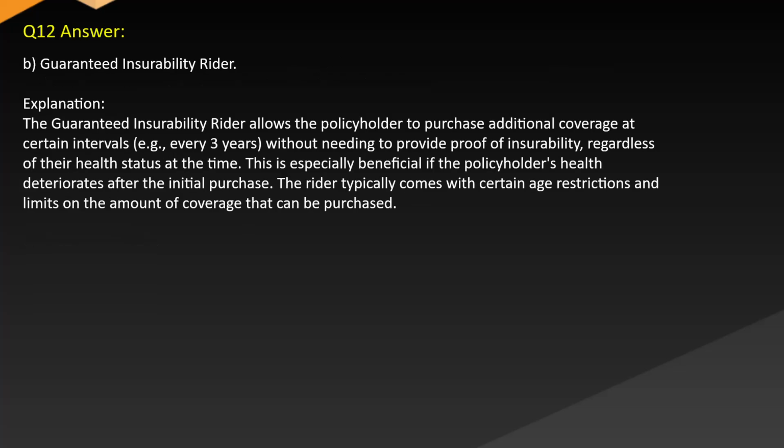Answer: B. Guaranteed insurability rider. Explanation: the guaranteed insurability rider allows the policyholder to purchase additional coverage at certain intervals, e.g. every 3 years, without needing to provide proof of insurability, regardless of their health status at the time. This is especially beneficial if the policyholder's health deteriorates after the initial purchase. The rider typically comes with certain age restrictions and limits on the amount of coverage that can be purchased.